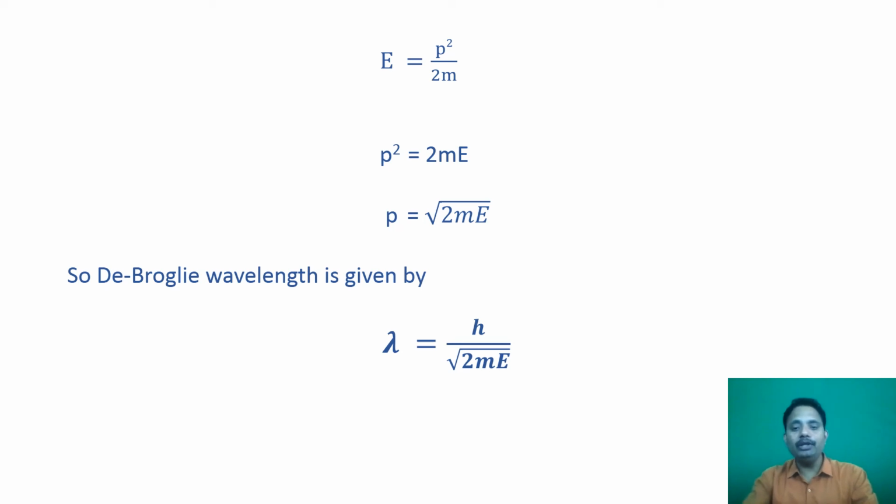Similarly, we can obtain different forms of the de Broglie wave. For example, in accelerating potential, only the energy changes, by putting the value of potential into charge. So it becomes lambda is equal to h upon under root 2mqV.